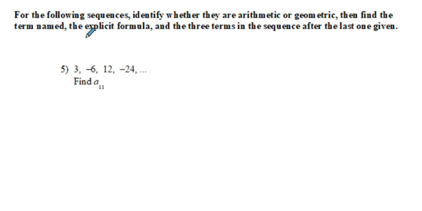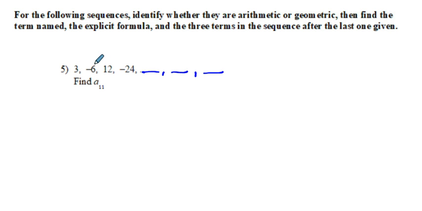3, negative 6, 12, negative 24. That is our sequence of numbers that we're looking at. And if there is a pattern here, we want to try to continue that pattern for 3 more terms. That's what it asks, the 3 terms in the sequence after the last one given. So we have to determine what the pattern is.